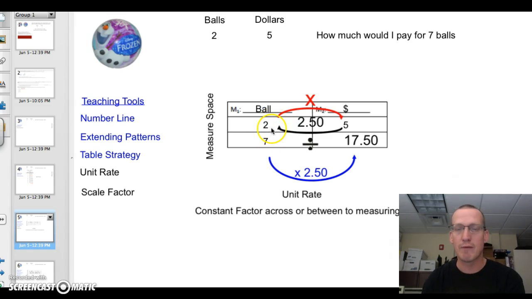So as I'm going from the ball to the price, I want to figure out what the price of one is, and then I can multiply that times any part and get my answer.